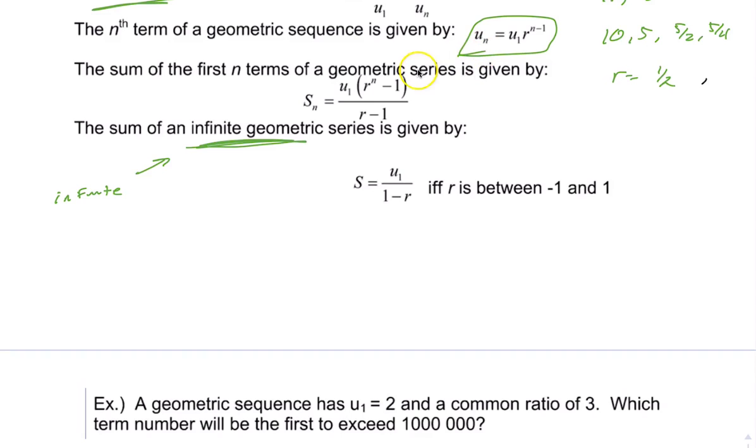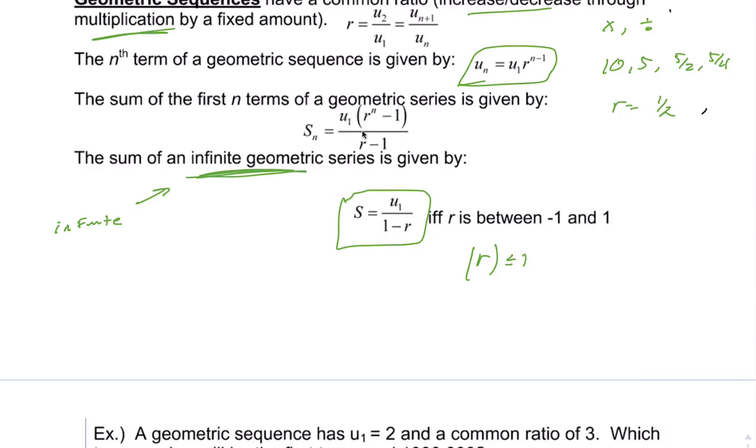If you're asked to find a sum and it happens to be infinite, you want to use this formula. It's a very simple formula. It's just u1 over 1 minus r, but that's only if the absolute value of r is less than 1. All that means is it has to be getting smaller each time. It can't be rising.